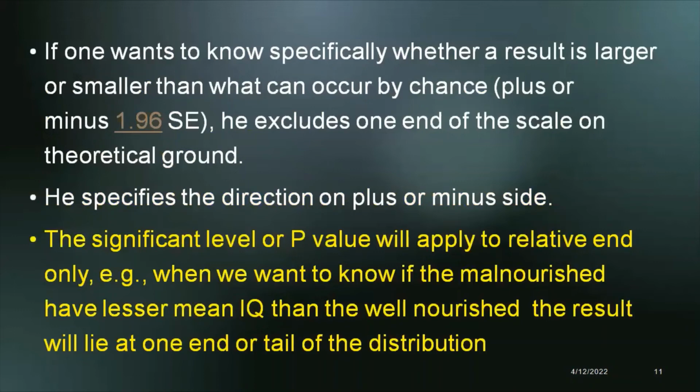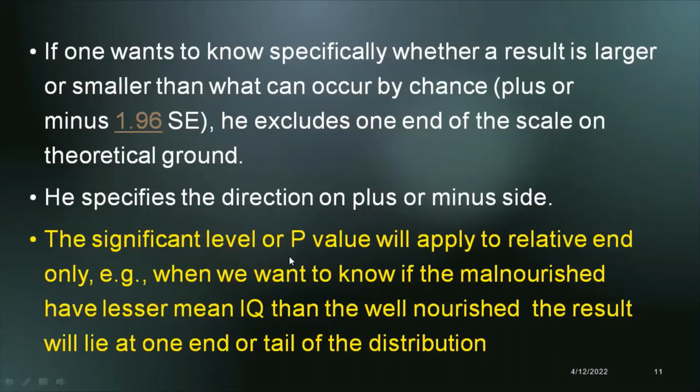If one wants to know specifically whether the result is larger or smaller than what can occur by chance, plus or minus 1.927, he excludes one end of the scale on theoretical grounds. So if it is larger, the right side; if it is smaller, the left side. Here he specifies the direction on the plus or minus side. So it will be a one-tail Z test.